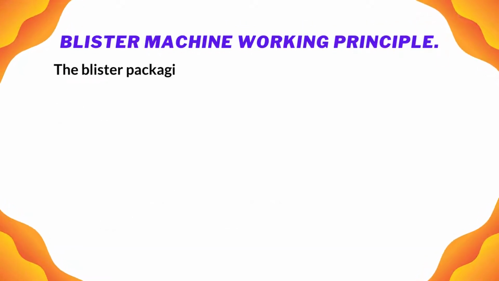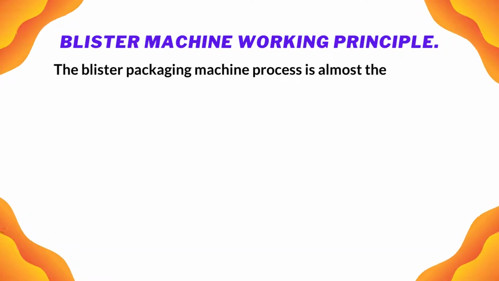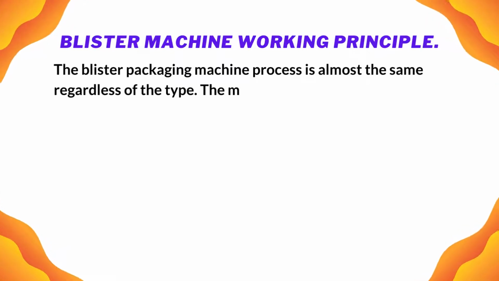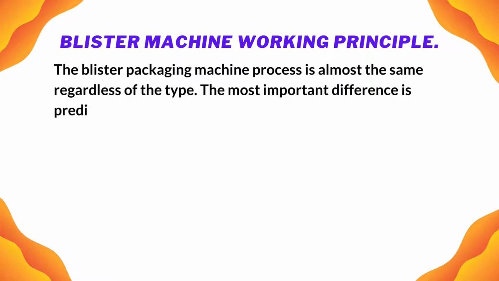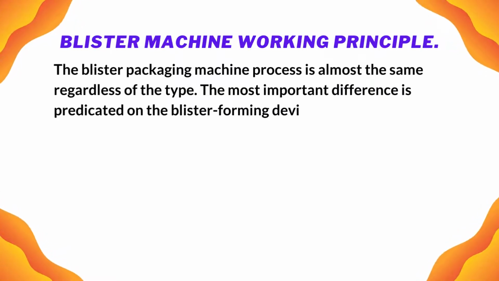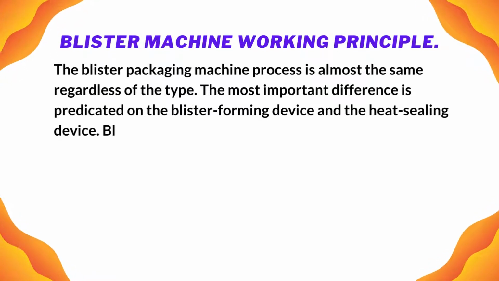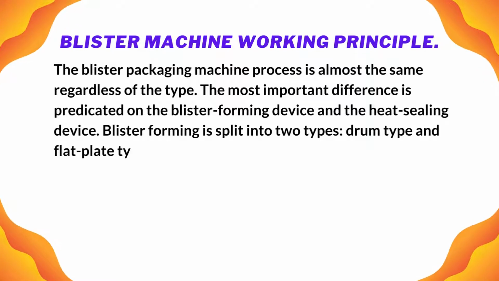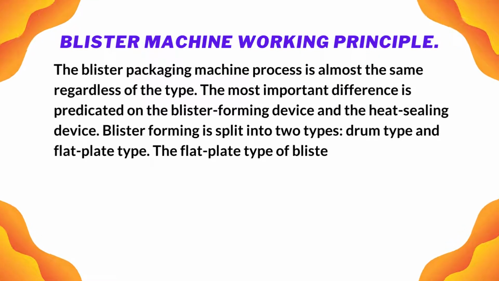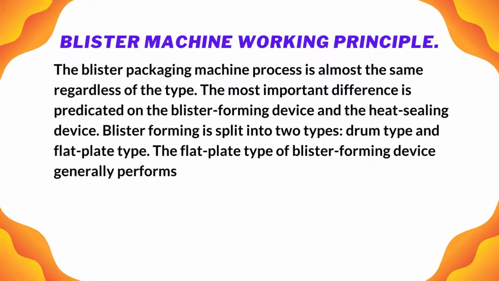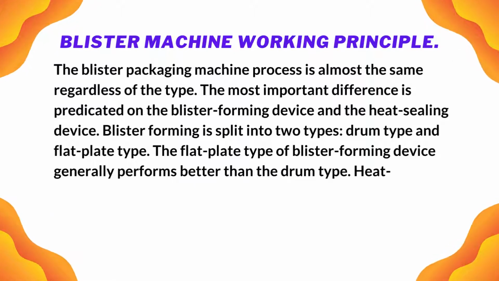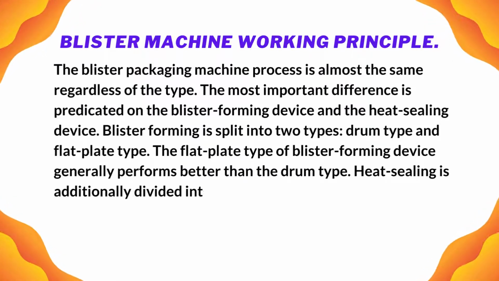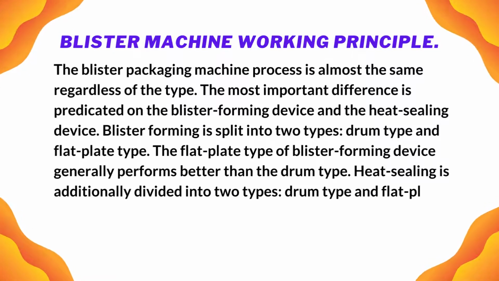Blister machine working principle. The blister packaging machine process is almost the same regardless of the type. The most important difference is predicated on the blister forming device and the heat sealing device. Blister forming is split into two types: drum type and flat plate type. The flat plate type of blister forming device generally performs better than the drum type. Heat sealing is additionally divided into two types: drum type and flat plate type.